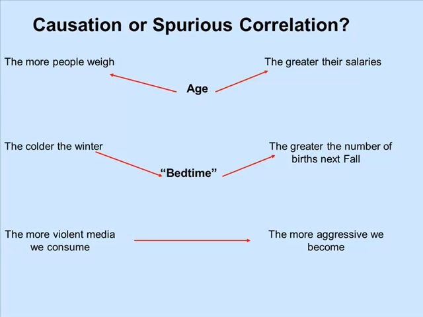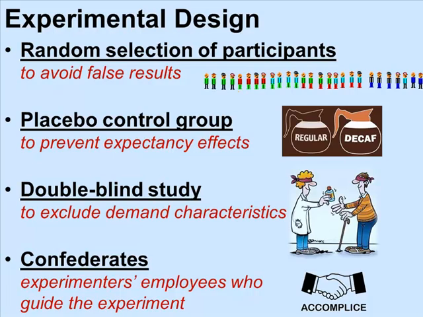Finally, what do we need to keep in mind about experimental design? It's important to have a procedure that ensures random selection of participants in order to avoid false results. For example, when studying the bystander effect, having just females or just males in the experimental group can significantly alter the results. People of both sexes, all ages, and various educational, religious, racial, ethnic, and socioeconomic backgrounds should all have an equal chance of being included in this study.